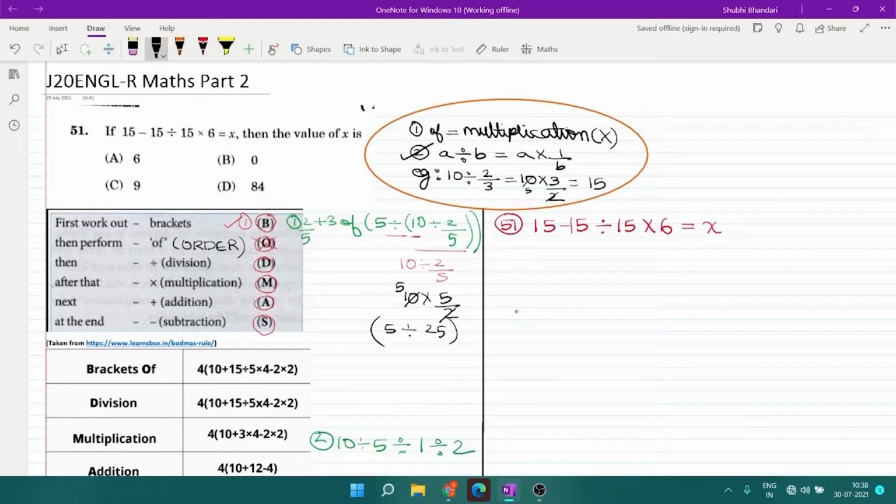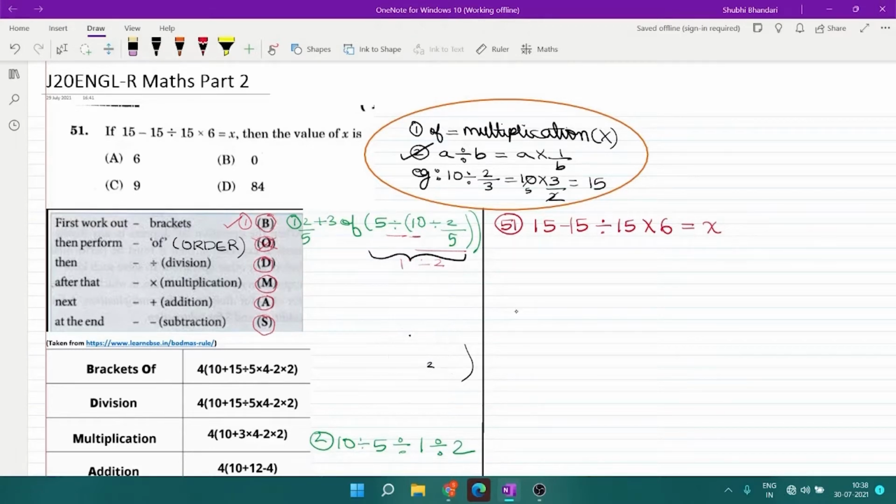Again, we can write 5 into 1 by 25. So again 25 gets cancelled by 5, 5 into 5 is equal to 25. So this entire bracket becomes 1 by 5.